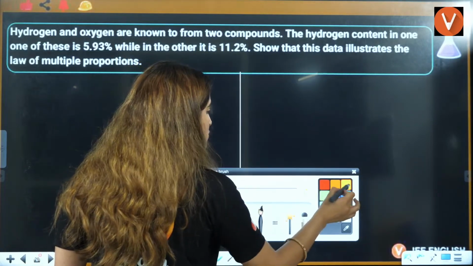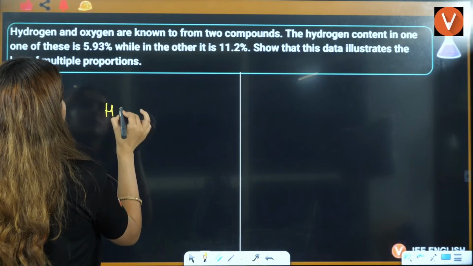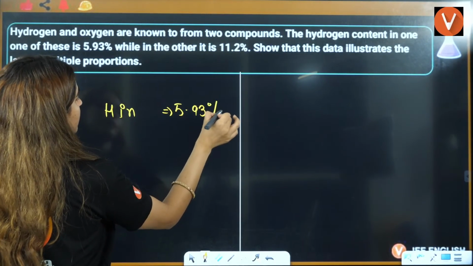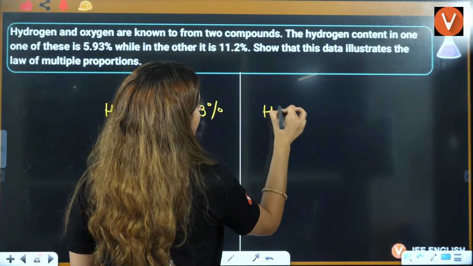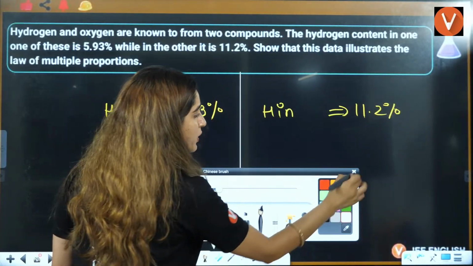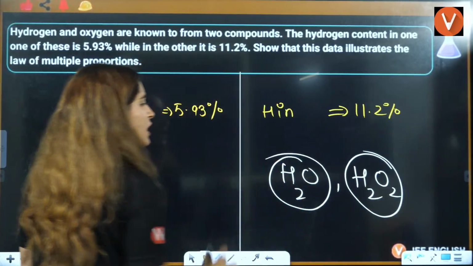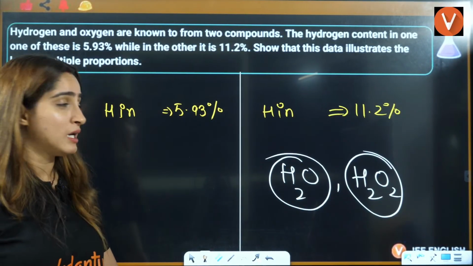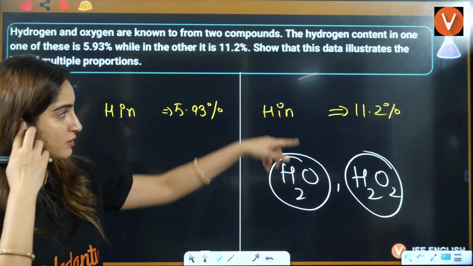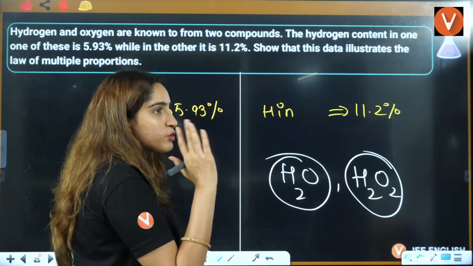They are saying that hydrogen and oxygen are known to form two compounds. The hydrogen content in one compound is 5.93%, and in the other compound it is 11.2%. So we have two compounds, H2O and H2O2. Which compound has the higher ratio of hydrogen? You just need to calculate by mass.